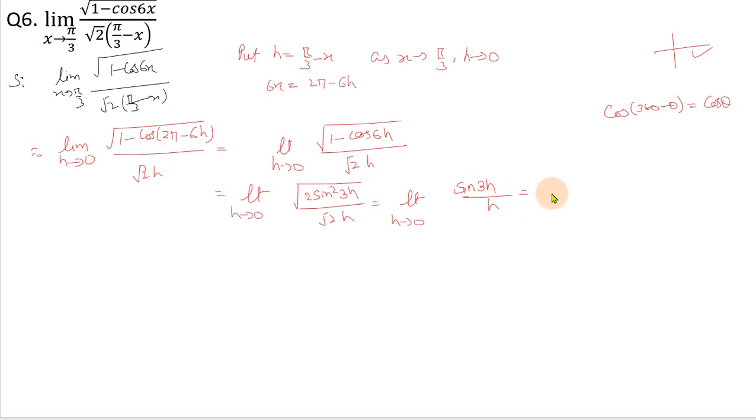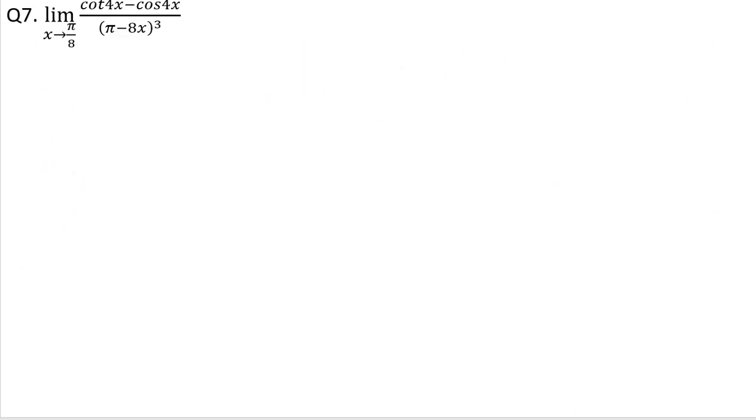So now the question is quite simple. We can multiply and divide by 3, so that the term in the denominator is the same as the angle. So this is 3 into 1, which is 3. Whenever you have a factor like this, you can use the substitution method to evaluate the limit. Let's move to the next question.